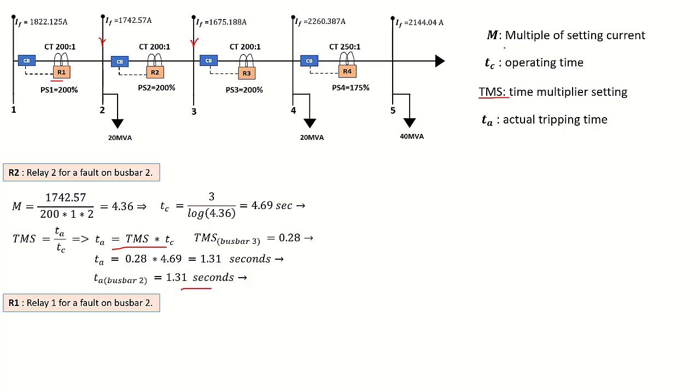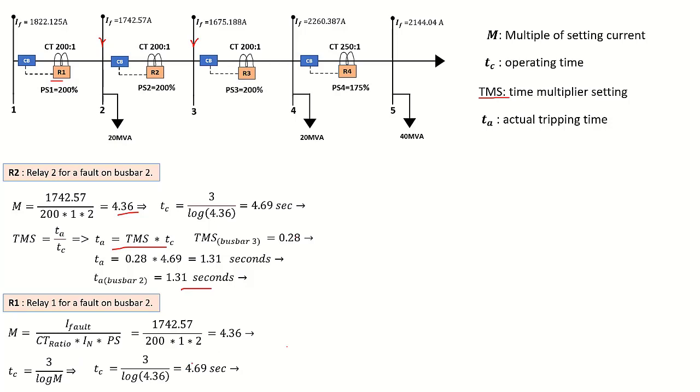Procedures. So we must first calculate M. Our M is given by the same formula. We replace the values. We can see that the fault on busbar 2 is 1.7 kiloamps. And then we get a value of 4.36. It's exactly the same value there. From there, we can then calculate TC since we already found the value of M. And then we can replace. So our TC here will be equal to 4.69 seconds. It's exactly the same TC as there because this relay and this relay have exactly the same plug settings. So we are calculating from the same fault on busbar 2. So you get exactly the same thing.